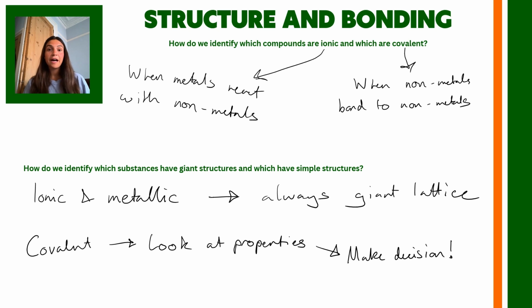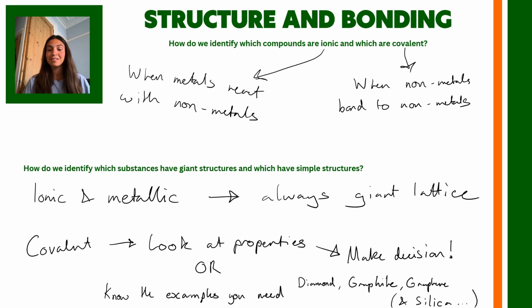So it's possible you might have to do that, and do check out that table in the notes because that summarizes all of these properties really well. Or perhaps it's an example that you actually need to know. So that would be diamond, graphite, graphene, and for some of you doing AQA or IGCSE AQA, silica as well.